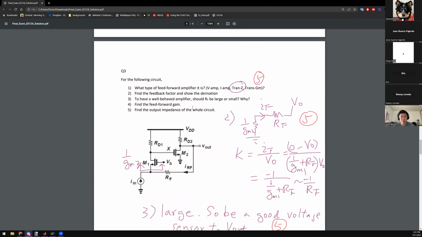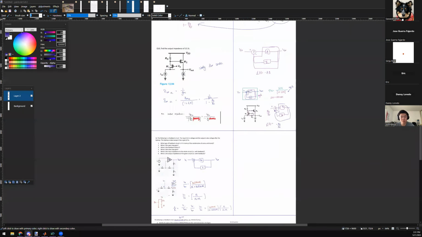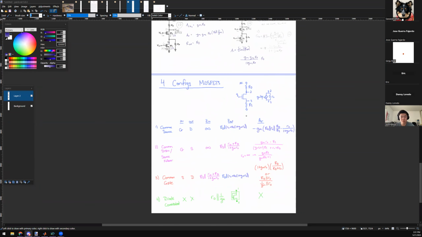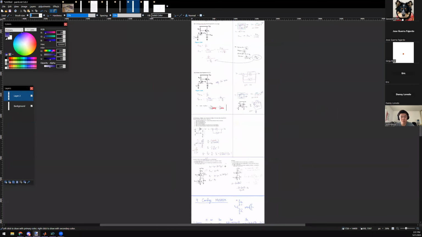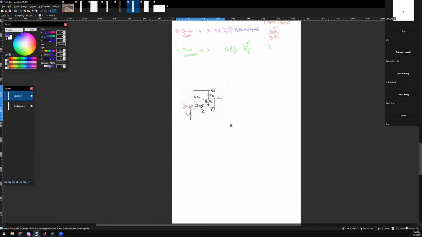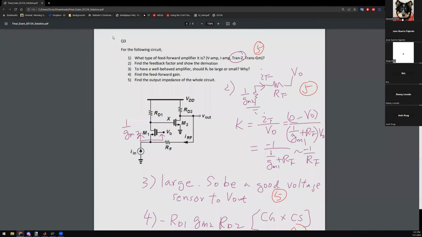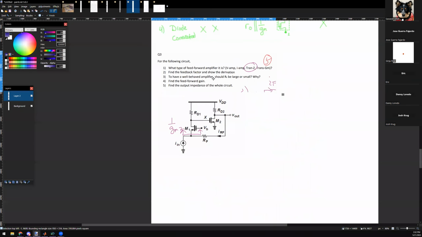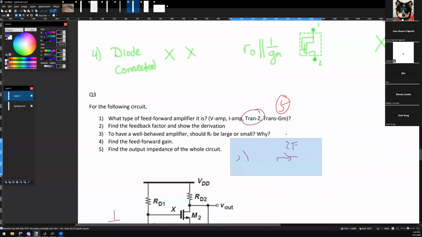Question 3, part 2. Find the feedback factor. So you want this circuit, Josh? I've run out of space on infinite paper. Give me a second. Let me just do a little bit of touch up and we'll be good to go.